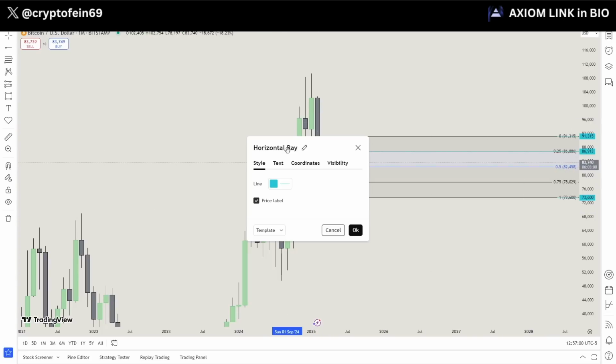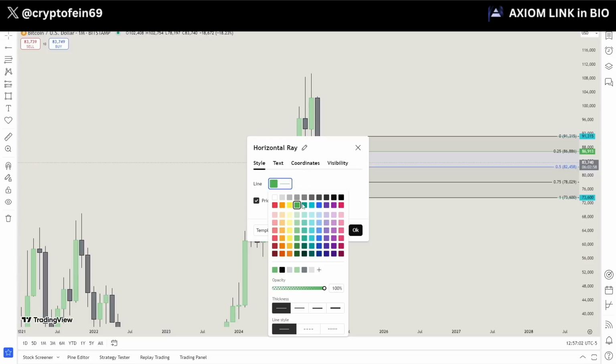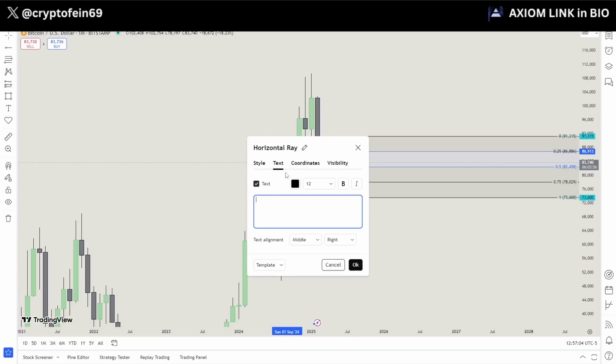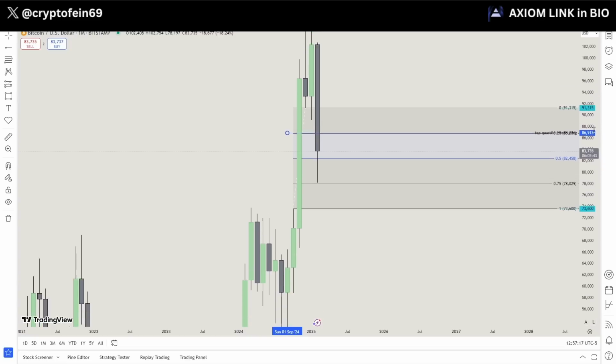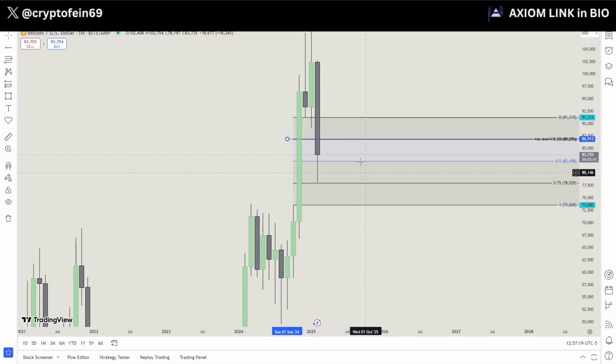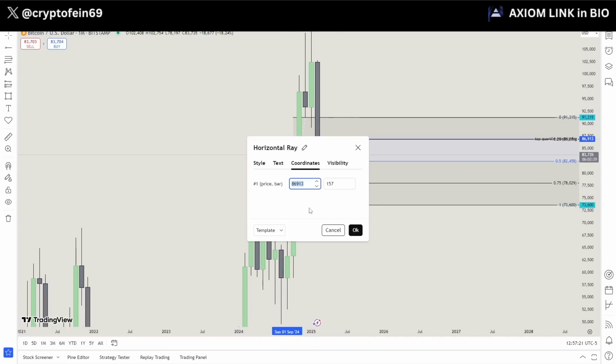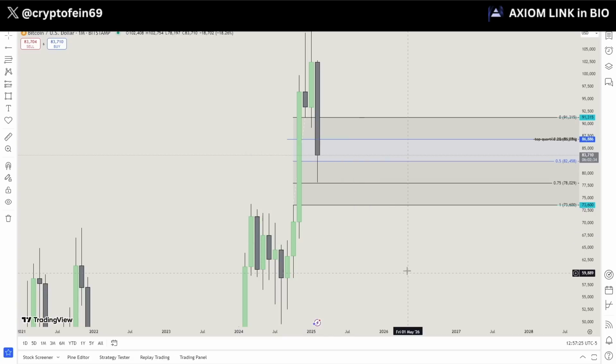86,886, we're going to draw a line. We're going to make it any color we choose. We're going to do blue. I love blue. Text, we're going to do top quartile monthly fair value gap, right? FVG. And coordinates, we're just going to type in what it says in here. So what are the coordinates they say? 86,886. And beautiful. There you go.